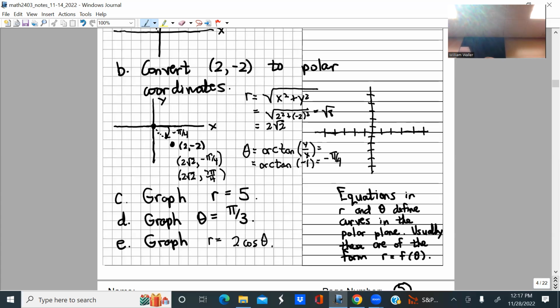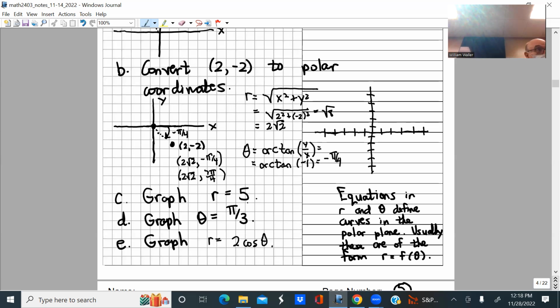Now, you can also create equations in polar coordinates. Usually, equations in polar coordinates have this form. So you will have the radius equal to some expression involving theta, but not always. Okay, so you don't have to have equations in this form. But here's an example of a polar equation in that form. r equals 5. So that's a constant equation, right?